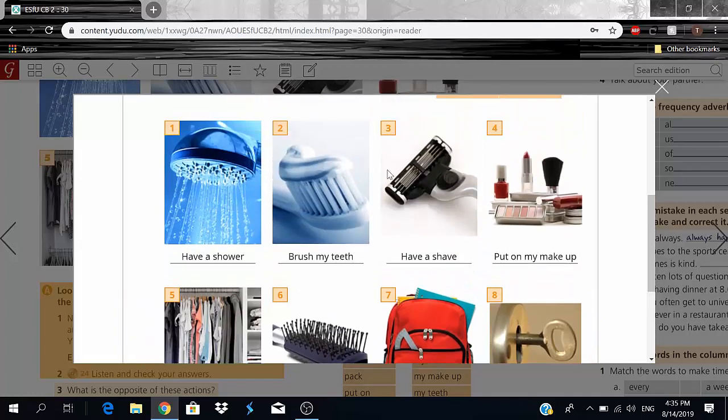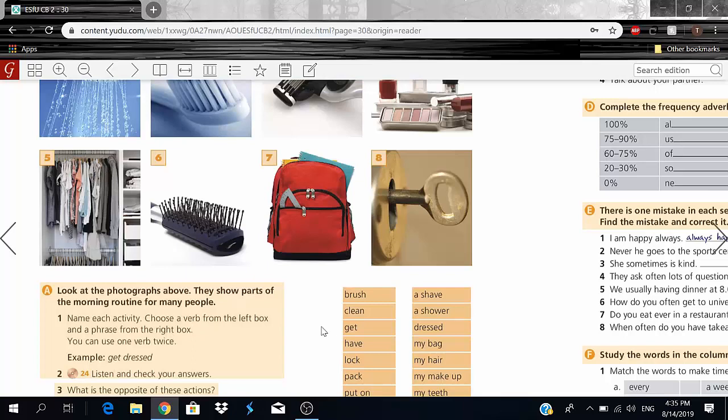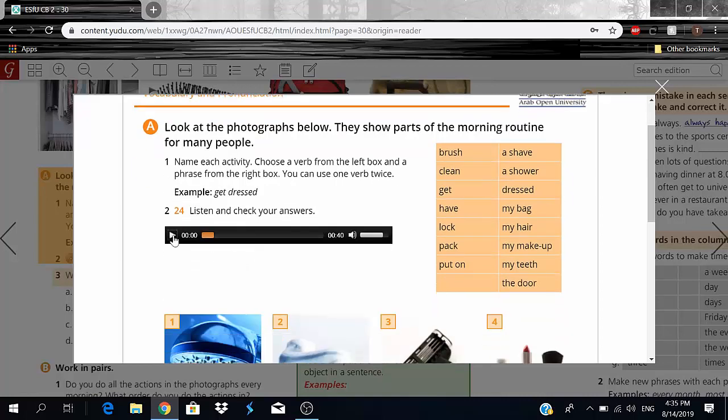So the usual things that we usually do in our daily routine are have a shower, brush my teeth, have a shave, put on my makeup, get dressed, brush my hair, pack my bag, and finally lock the door. Okay? Now let's move on. And actually before we do, let's listen and check our answers. 24. Lesson 3.